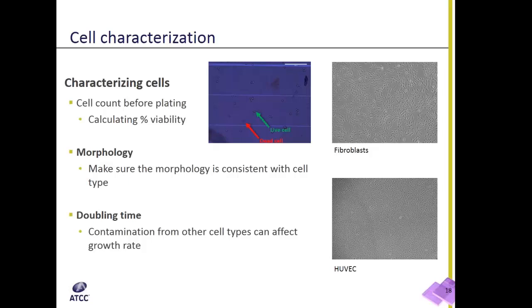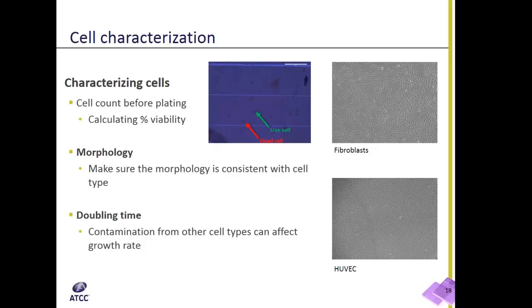Often when researchers receive cells from collaborators or unreliable sources, they may find the cells are not what they think they are. Checking morphology is a quick way to distinguish broad cell types from one another. In the example on the right, two cell types, fibroblasts and HUVEC, which are human umbilical vein endothelial cells, have very distinct morphologies. Fibroblasts tend to be elongated, whereas HUVEC tend to have a rounded cobblestone appearance. So be attentive of the expected morphology of the cell that you're using, and use that to help determine if the cells you're working with are really the proper cells.